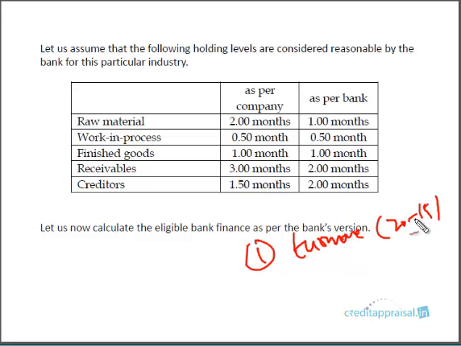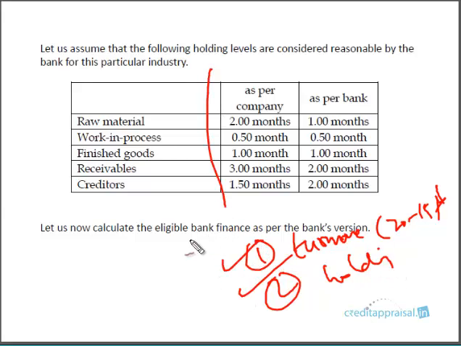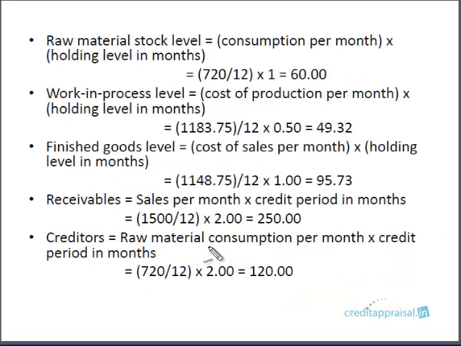One, you changed the turnover from 20 crores to 15 crores, decreased the turnover, and second, the holding levels, you had a different set of assumptions like this. Just by changing these two, let us see how much the bank finance is going to change. Earlier you got 500 lakhs. Let us see how much you're going to get now, right? So we can do the same calculation again.